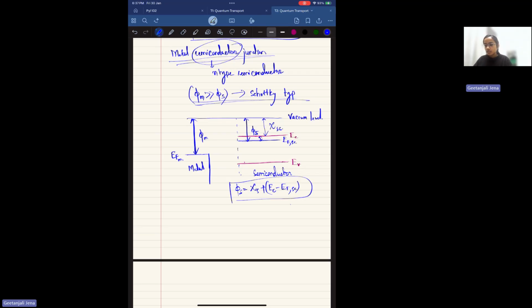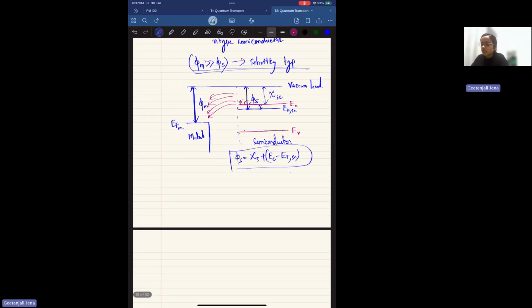But when we move this metal and semiconductor closer towards each other, what will happen? Because the work function of the semiconductor is less than the work function of the metal, the electrons present here will move to the metal side because the work function is smaller here. Because of this charge transfer, after some time the surface of the semiconductor will become positively charged because the electrons are going to the metal side, and there will be a net negative charge on the metal side because the electrons are coming from the semiconductor side.